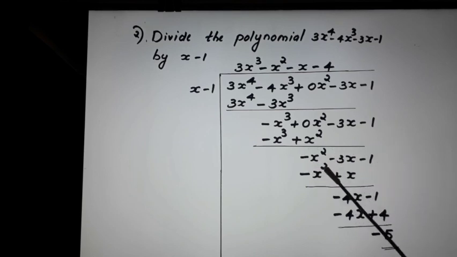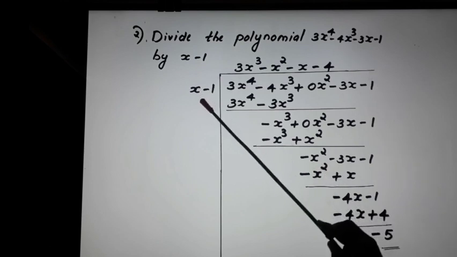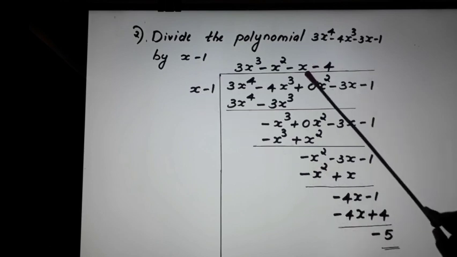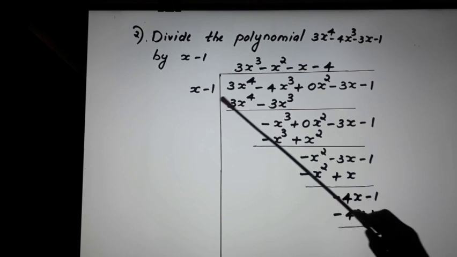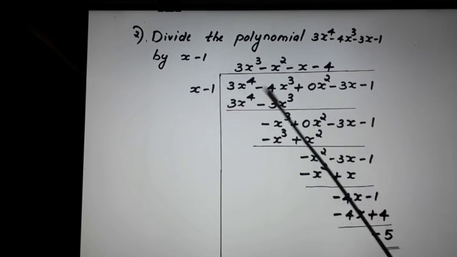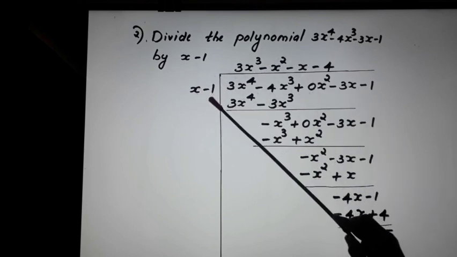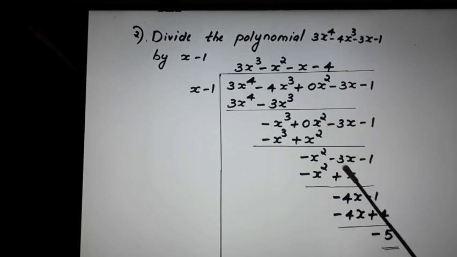Again we will follow the same step. Take the first term, minus x square, divided by the first term here, x. You get the next term of the quotient, minus x. Minus x into x is minus x square. Minus x into minus 1 is plus x. Next step, do the subtraction. First term becomes 0. Subtract the second term: minus 3x minus plus x, that is minus 3x minus x, which is minus 4x. Minus 4x minus 1. That is our new dividend now.